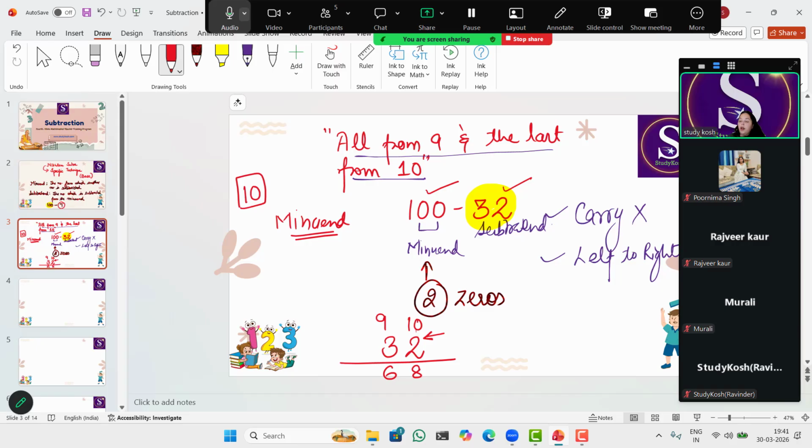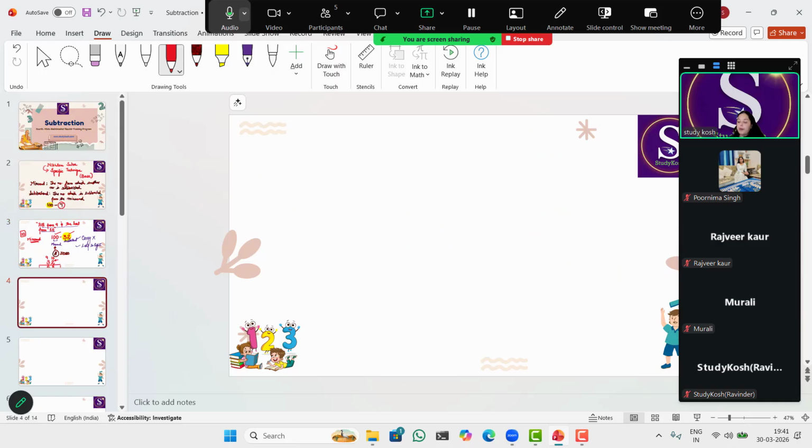I'll repeat once again. First of all, we need to check the number of zeros in our minuend and the number of digits in our subtractand. If they are the same, then we'll directly pick the subtractand and apply all from 9 and last from 10. I'll take more examples, then things will be more clear to all of you, right? And if in between you have any doubt or query, you can raise your hand. You can ask your doubt in the chat box as well, right?